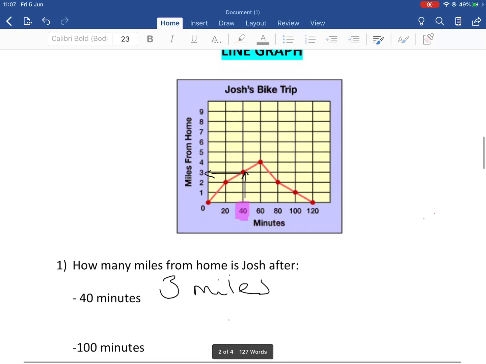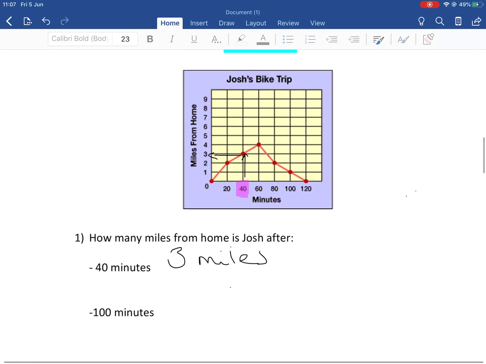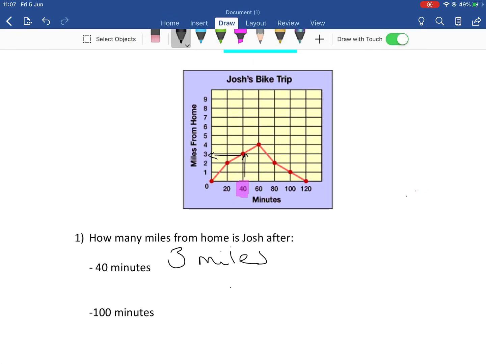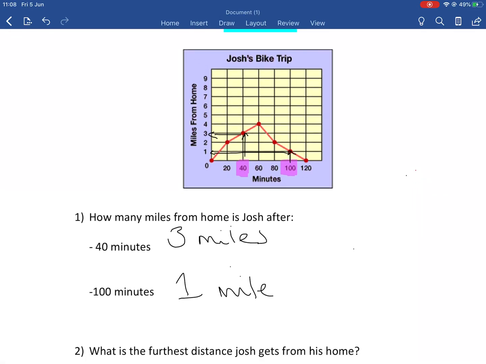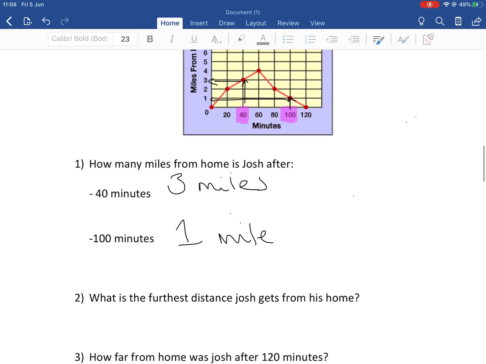Okay, second one, how many miles is he from home after 100 minutes? Same thing, we're going to find 100 minutes. We're going to draw up to the line, and we're going to look across to see how many miles. And we'll see that he has gone just 1 mile from home by 100 minutes. Okay, so very similar. Your first questions on line graphs are always following this kind of format.